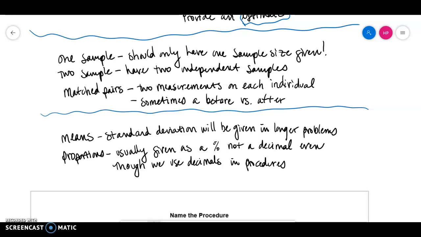And so this one's a little bit harder to distinguish, but remembering that we typically have two measurements on each individual, that there's some way to pair them together, like the AP question where you try the medication or ointment on the left arm and on the right arm of the same person, as opposed to two different groups of people. And then finally, we're dealing with means versus proportion.